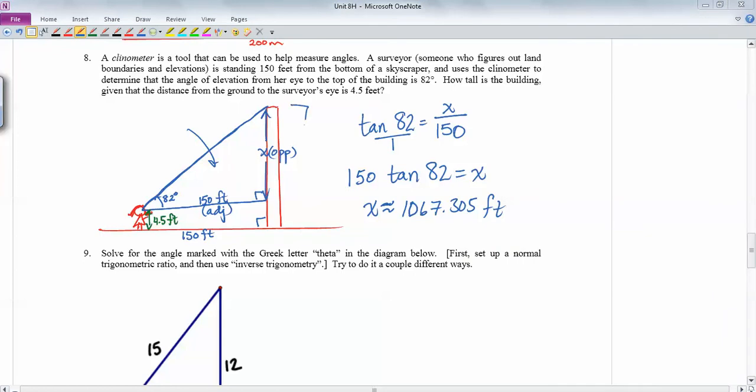Well, that's not actually the height of the building. That's just this part. I still have to add in the extra 4.5 feet down below, which is this part right here, because that's how tall her eye is. So the height of the building is going to be 1,067.305 plus the 4.5 extra feet. So that's going to end up being 1,071.805 feet.